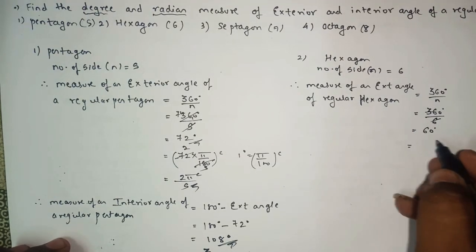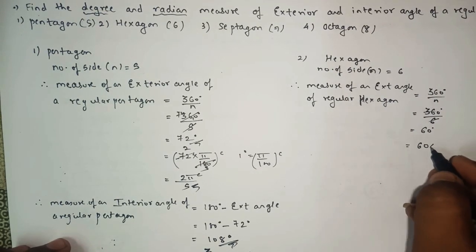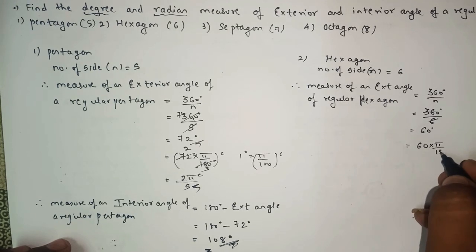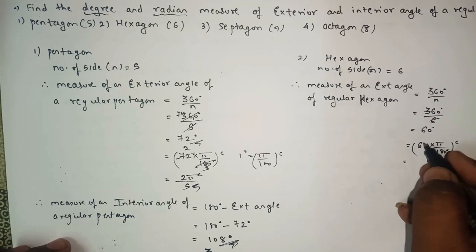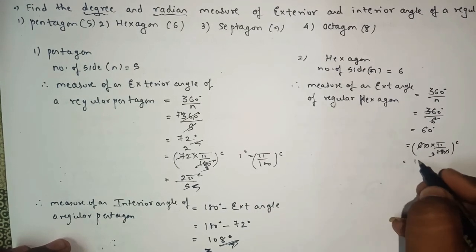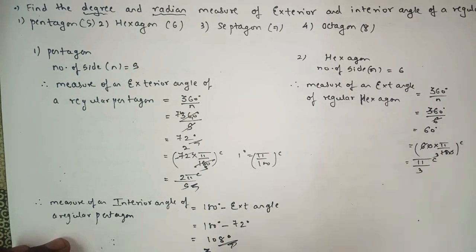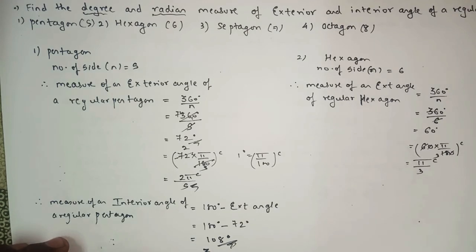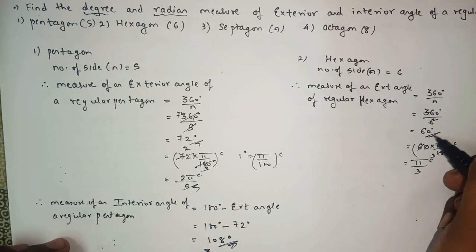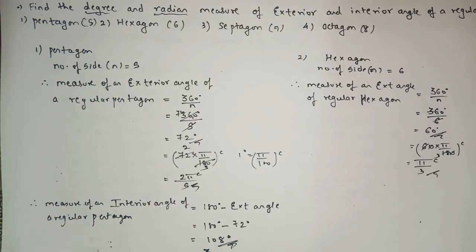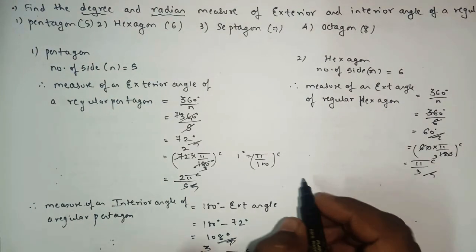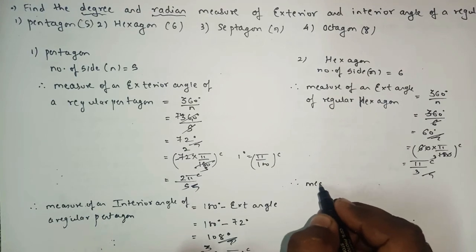So now we'll convert this degree into radian. Simply multiply the number by pi by 180. So it will get converted into radian. 0 cancels, 6 ones are 6, 6 threes are 18. So you'll be left with pi by 3. So here we got the answer, one in terms of degree and one in terms of radian. Okay, so now we'll see how to find the interior angle.